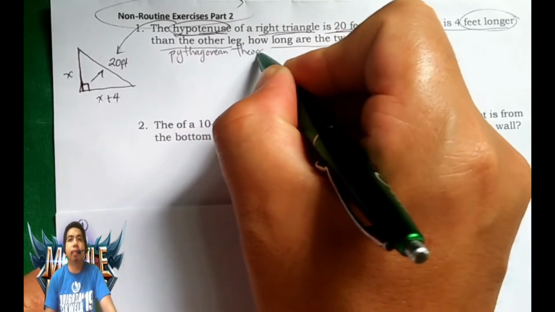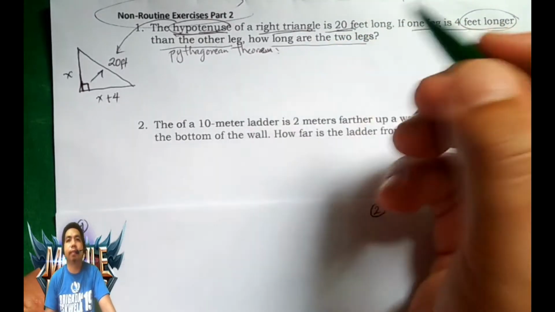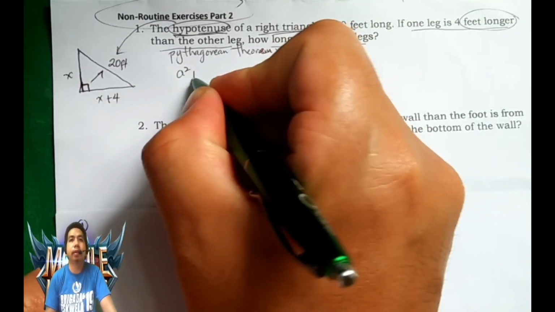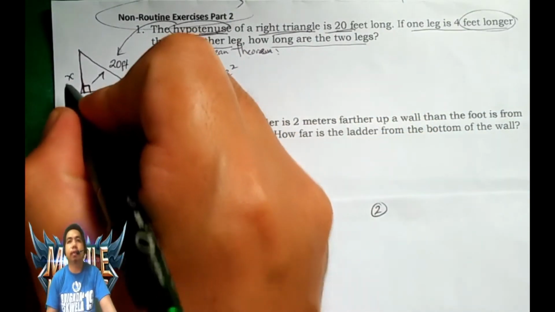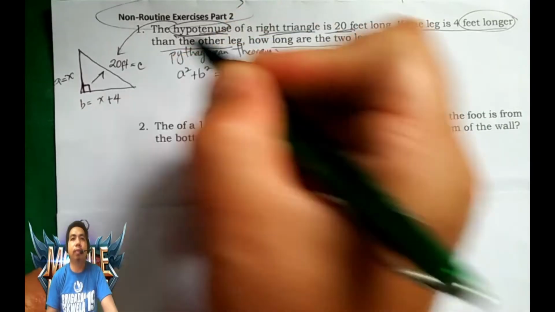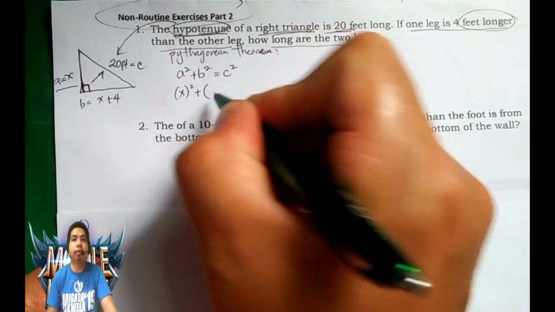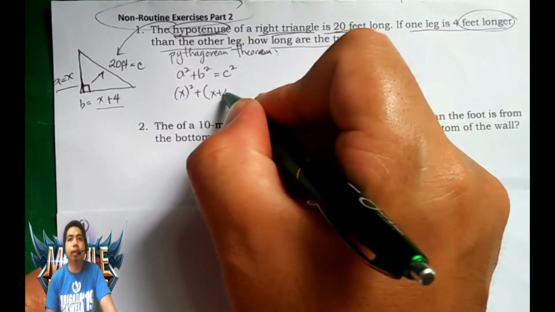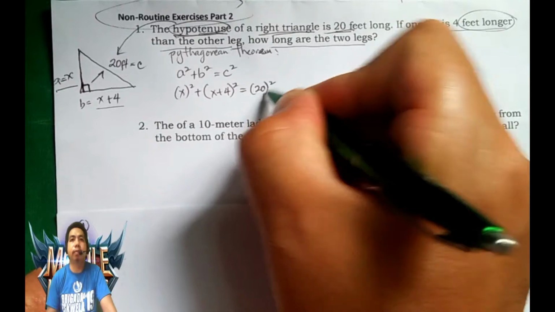So, then we can apply the Pythagorean theorem to solve for the length of its legs, kasi dalawa yung hahanapin natin. So, given the Pythagorean theorem, that is a squared plus b squared is equal to c squared. So, we can represent this x as our a and this one as our b. Then the hypotenuse usually we represent as our c. So, by substituting these values, we have x squared plus the value of b, we have quantity x plus 4 squared, that is equal to the hypotenuse, 20 squared.